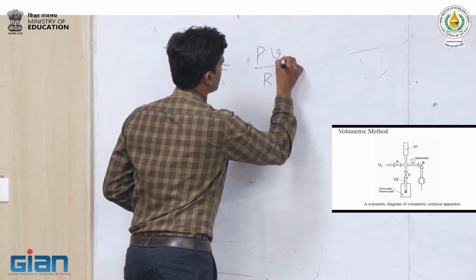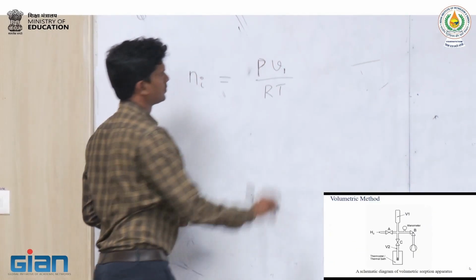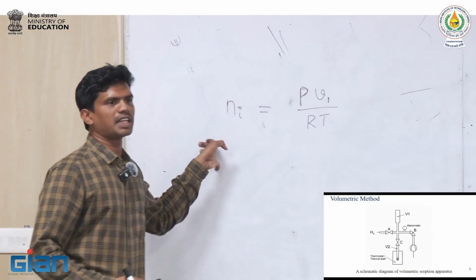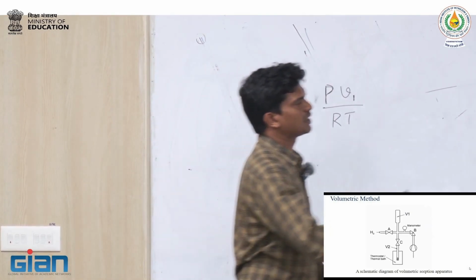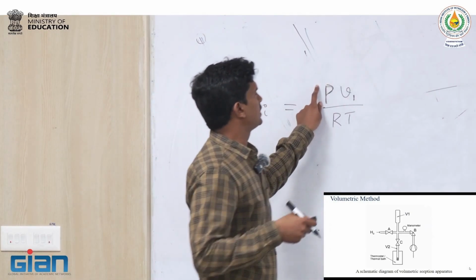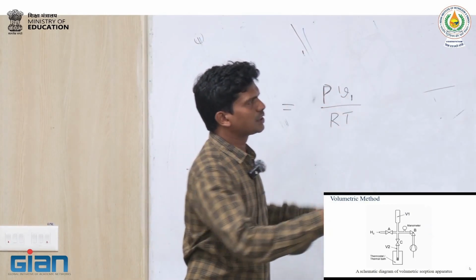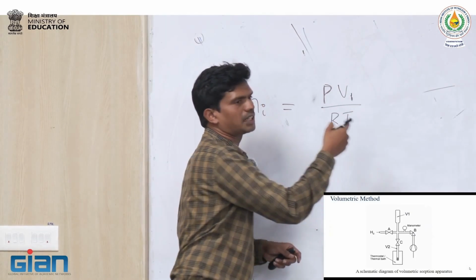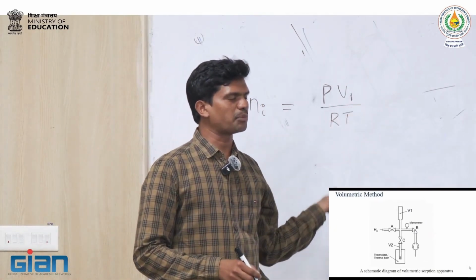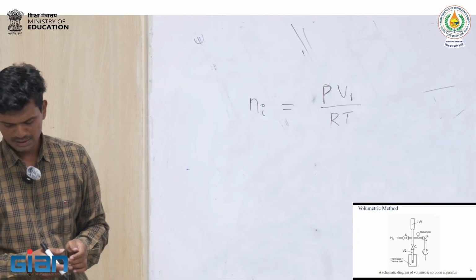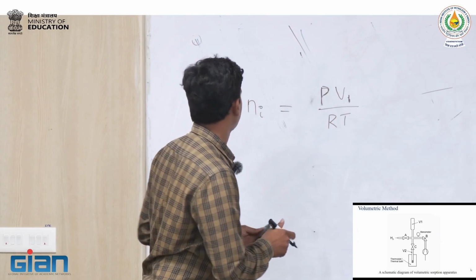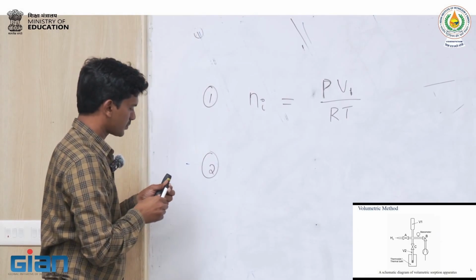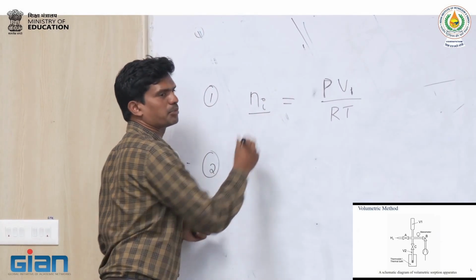Because this is a gas, the ideal gas law is applicable, which is PV equals nRT. So the number of moles of gas in chamber 1 is equal to P, the known pressure, times V1, the volume here, divided by RT, where R is the gas constant and T is the temperature which we are maintaining. So this is the initial number of moles.